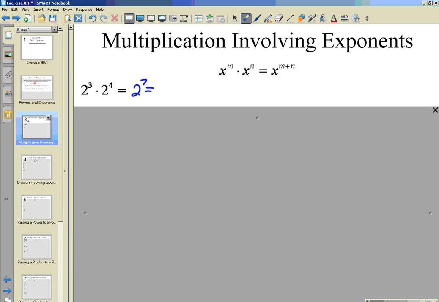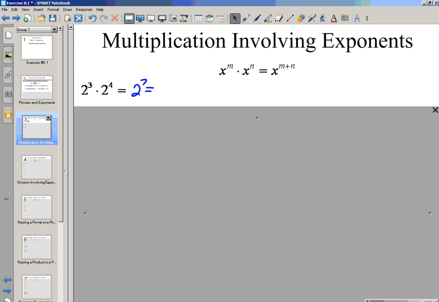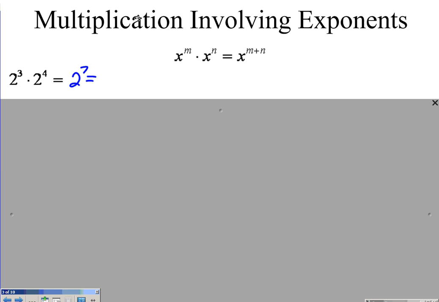When we put these into our calculator, 2, your exponent key is your up arrow key here. On some calculators, it may be an X to the Y key. If you don't know where your exponent key is, you need to ask me in class so I can show you how to use it on your calculator. Otherwise, you plug it in just like that. 2 to the 7th power is 128.